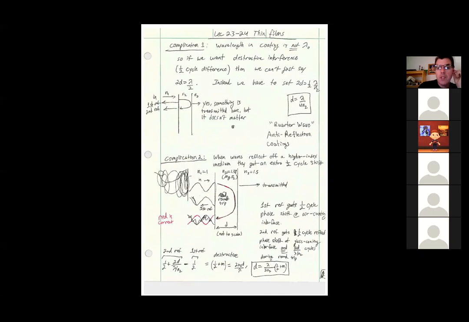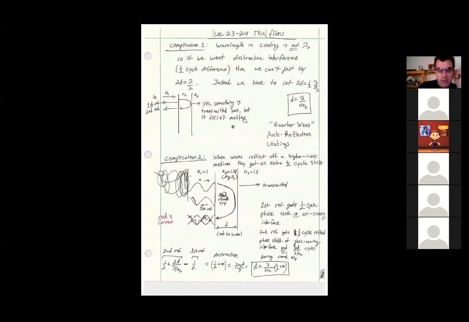Okay, but there are a few complications. First of all, the wavelength in the coating is not the wavelength in vacuum. So if we want destructive interference, a half cycle of difference, we can't just say that two times the coating thickness, the round trip distance, is lambda over 2. Instead, we have to set the round trip distance, 2d, equal to 1/2 of lambda over n.